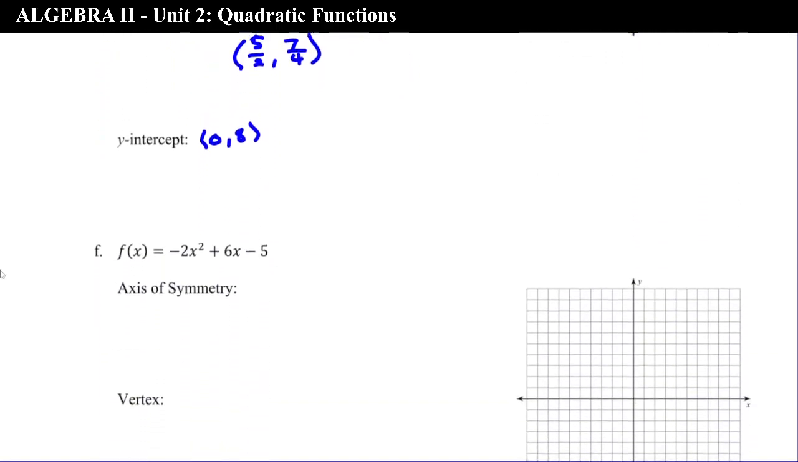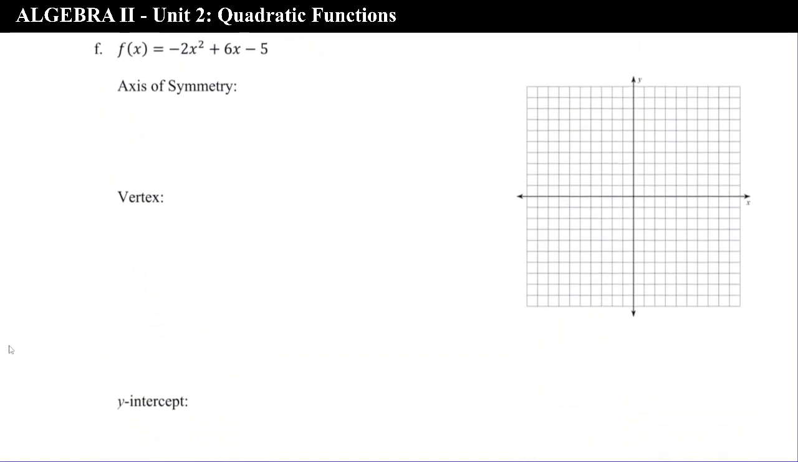All right, let's look at one last example. And again, this one's going to be a bit of a beefier example for you. So let's start off with the axis of symmetry. x equals negative b over 2a. Well, b here is 6, and a is negative 2. And so you've got 6 over 4, which can be reduced down to 3 halves. So again, we're going to be dealing with some fractions here.